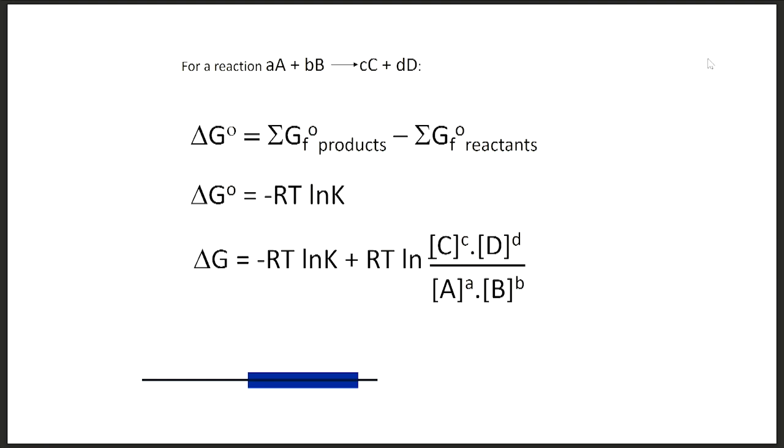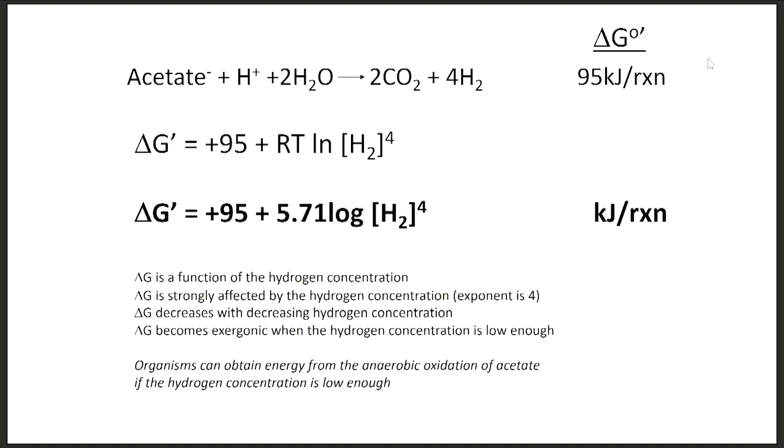The delta G for actual concentrations is your delta G 0 plus RT ln, the concentrations of the products divided by the concentrations of your reactants. And if you have C times C, so like 4 times H2 for example, then it's C to the power 4 and so on. Basically it's all high school chemistry. So this is an example.